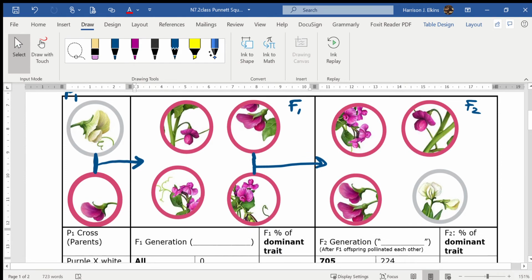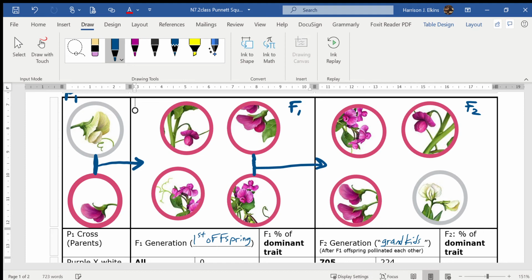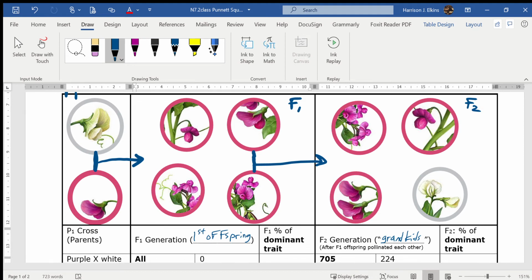All right, so F1, I'm going to define that as my first offspring. And then those first offspring pollinated each other, and you get your second offspring, which basically are like the grandkids. So these are like the grandparents, the parents, and the grandkids, basically. Or the parents' offspring, second offspring.